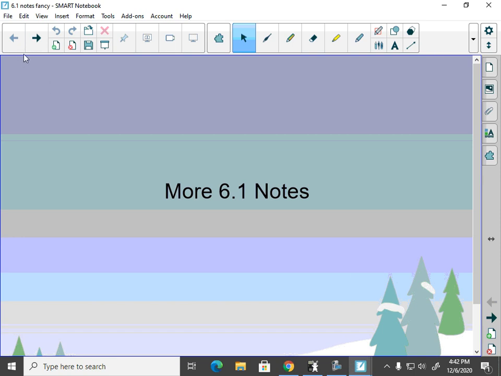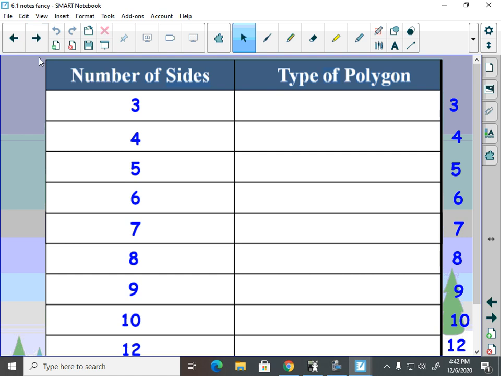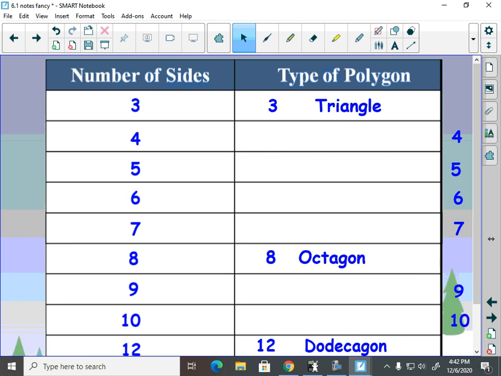More 6.1 notes. Let's see if I missed anything. Oh, okay. There was a teacher that spent way too much time on this, but look at that. It's a triangle. Octagon. Oh, yeah, I forgot to tell you. A 12-sided figure is called a dodecagon, but we're going to call it a 12gon. Here's another one.